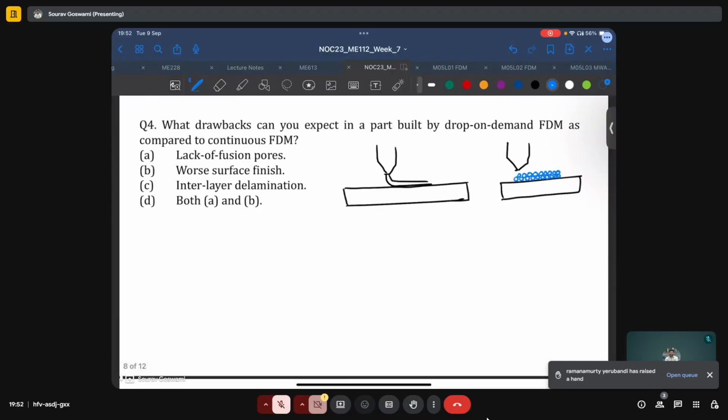And what can we expect? What drawbacks can we expect in the latter? Are they more susceptible to lack of fusion pores? Will they result in a worse surface finish? Are they more susceptible to interlayer delamination? So let us just draw a magnified image of the same, say where we just have a few of these particles.